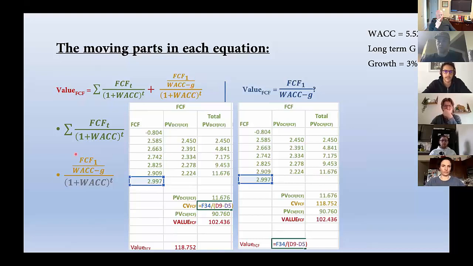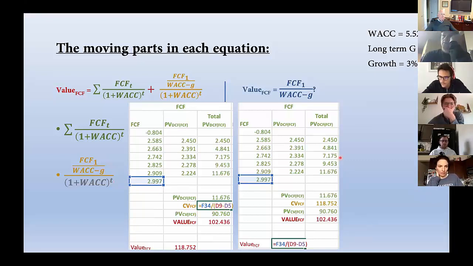If we only take into consideration the numerator, here we can already see that it is closely familiar to that one. And so on the yellowish color here, it's a continuous value of the free cash flow, which is the free cash flow of year one of the continuous value divided by WACC minus G.